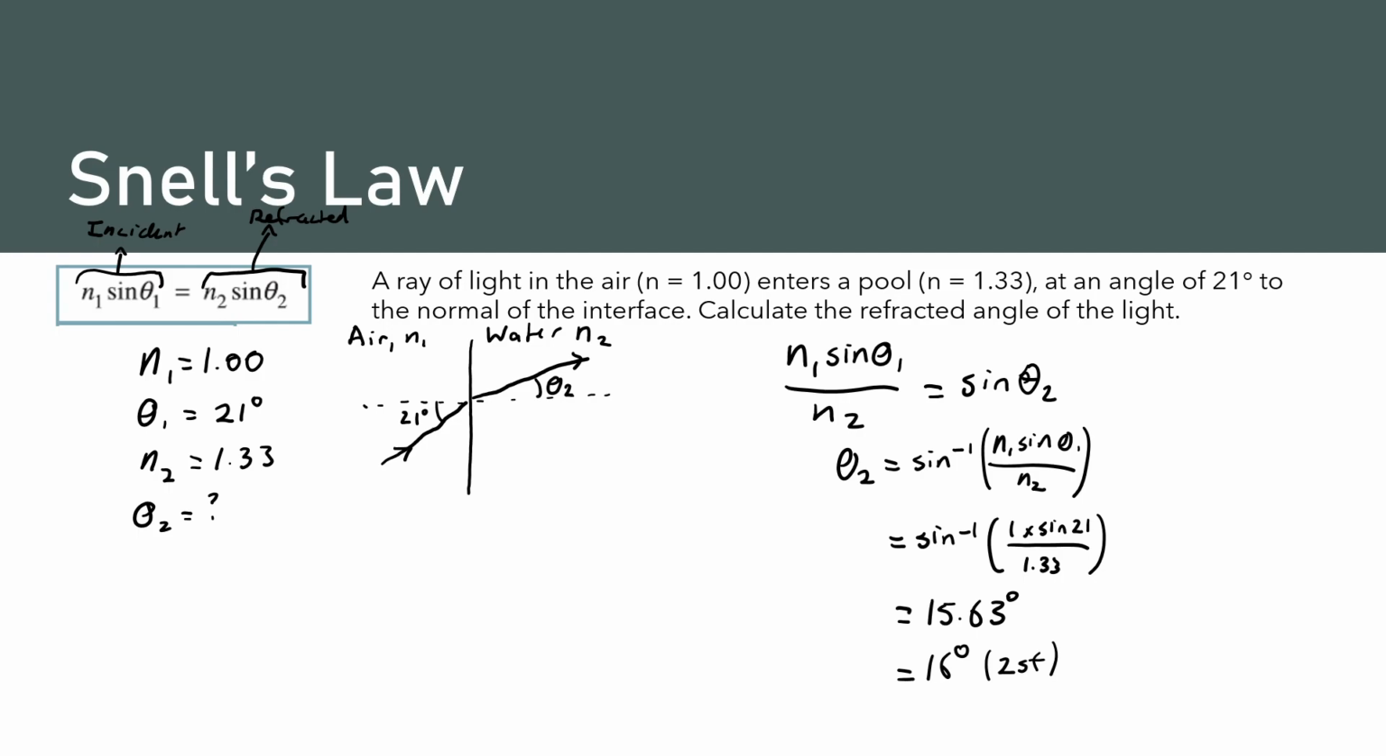This does make sense. Our angle should be smaller for theta 2 because we are transitioning from a less dense medium to a more dense medium, or from a lower refractive index to a higher one.